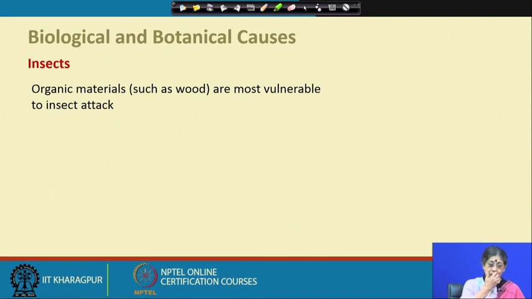Let us come to another thing, the insects. Especially the organic materials like wood are most vulnerable to insect attack. Many of our historic structures have timber components, either in beams, rafters, or different types of furniture and joinery. So, insects of varied types can cause damage. One example is the wood eating insect, the masonry bees.